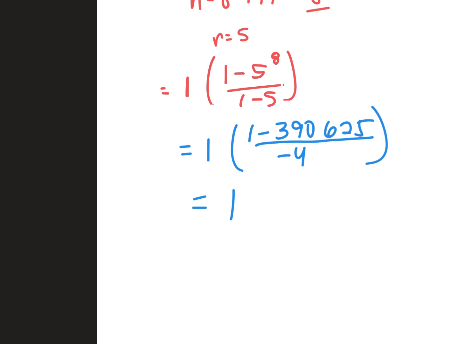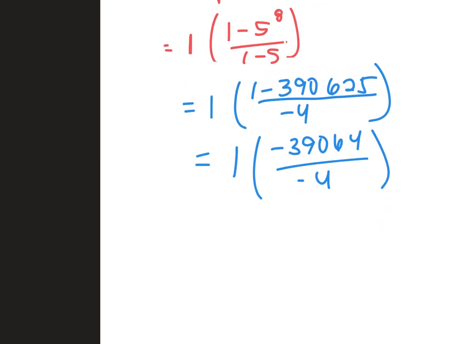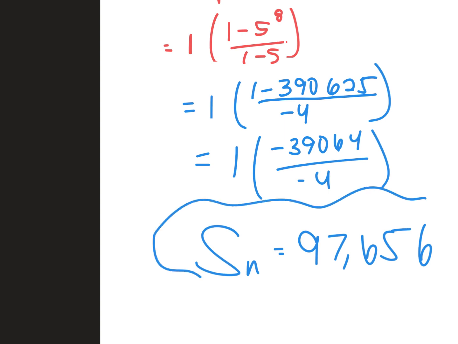So I have 1. Now, what's 1 minus 390,625? Yep, 64, good. Divided by -4. A negative divided by a negative is a positive. So what's the sum of this series? $97,656? Yeah?